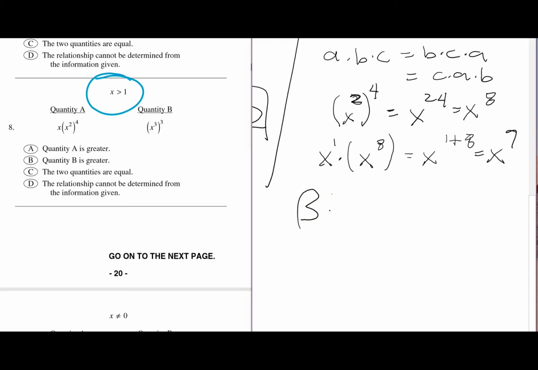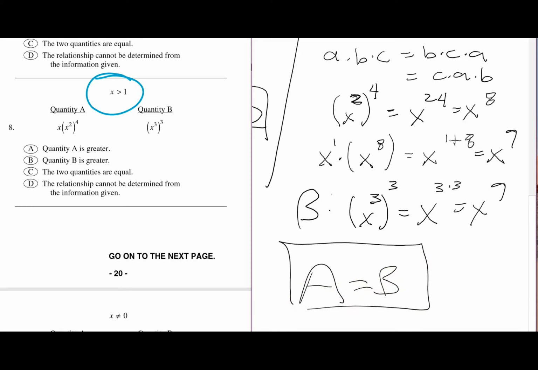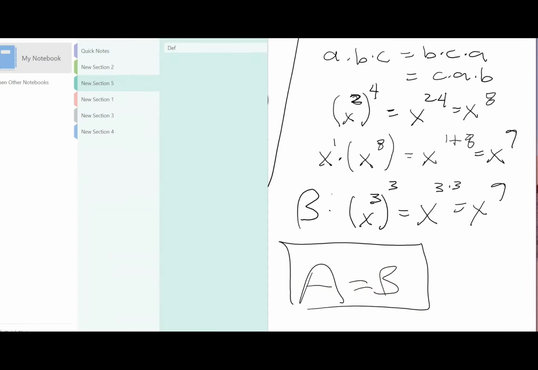B is just x cubed to the third power. So you're multiplying x 3 times, and you're doing that 3 times. This is why you're going to have it 9 times, right? You're doing 3, and doing it twice will be 6, and then 3 times will be 9. So this, using definition 2, is x to the 3 times 3, or x to the 9. So in this case, we know A equals B. All right, so there's that one.